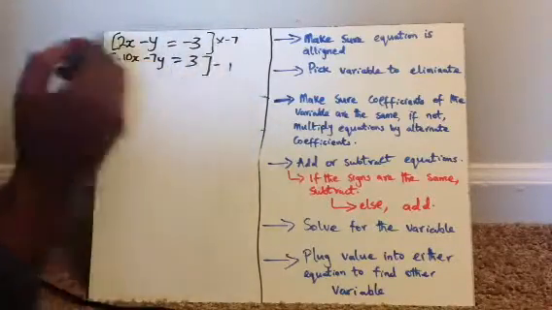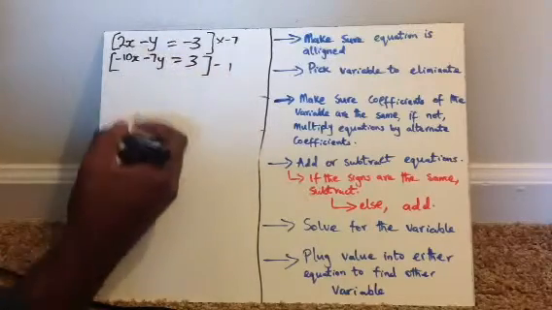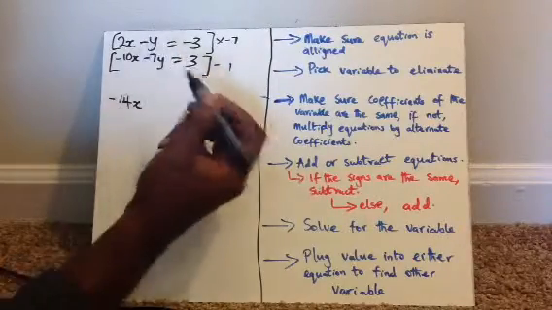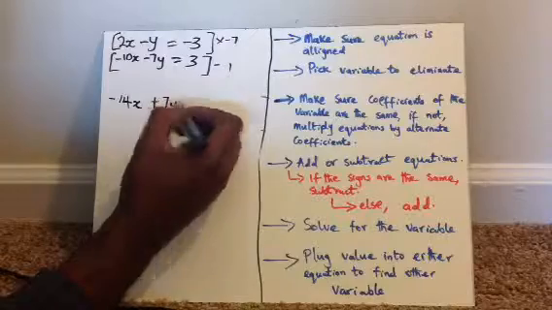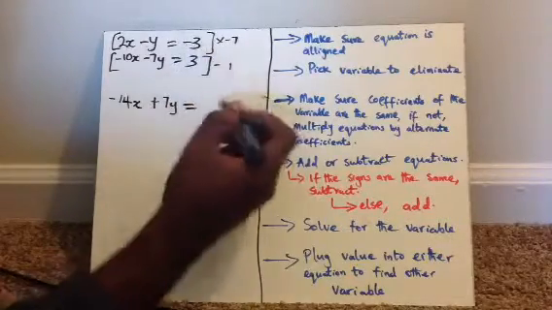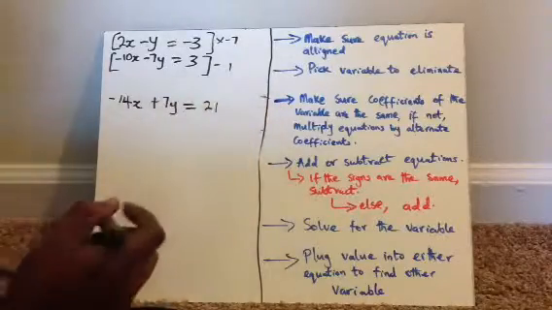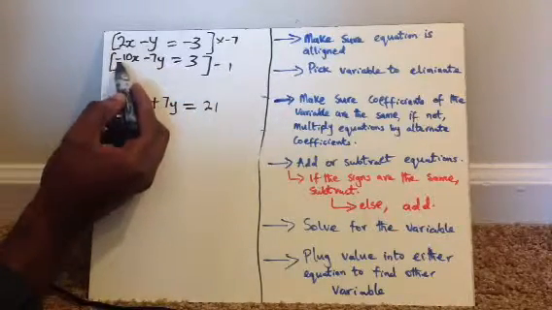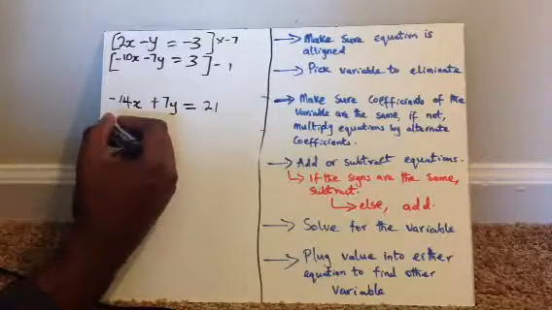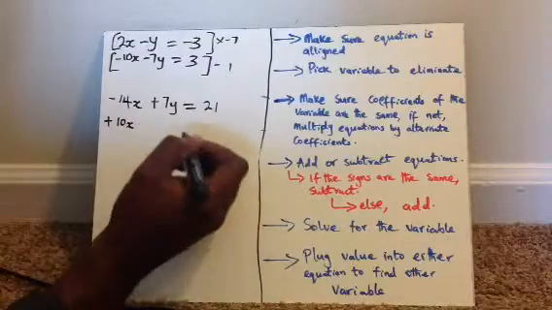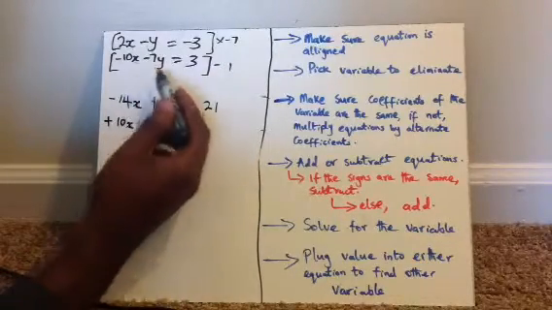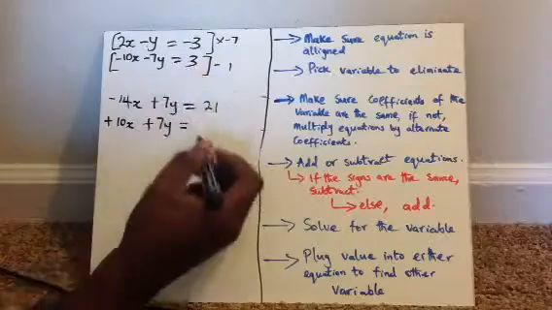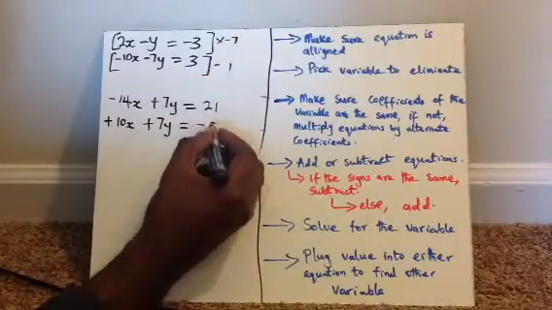In the first equation, when you multiply it through by minus 7, minus 7 times 2x will be minus 14x. And minus 7 times minus y will be a positive 7y. And that's equal to minus 7 times minus 3, which will be a positive 21. Now for the second equation, we'll multiply by minus 1. So minus 1 times minus 10x will be a positive 10x. Minus 1 times minus 7y would be a positive 7y, and that will be equal to minus 1 times positive 3, which will be a minus 3.